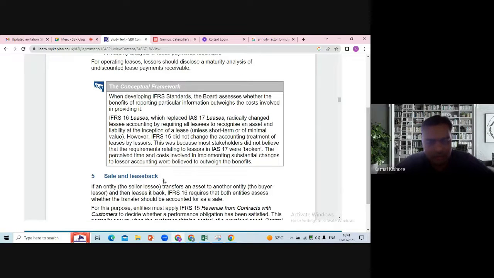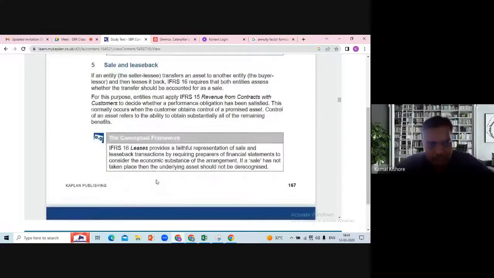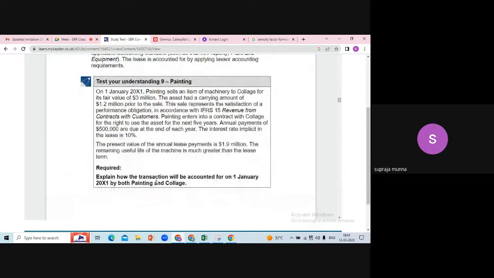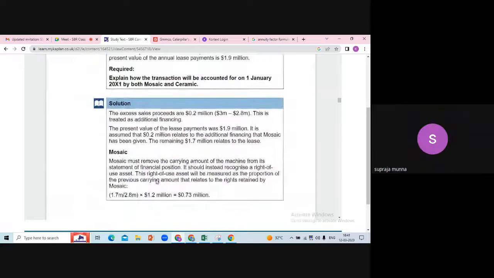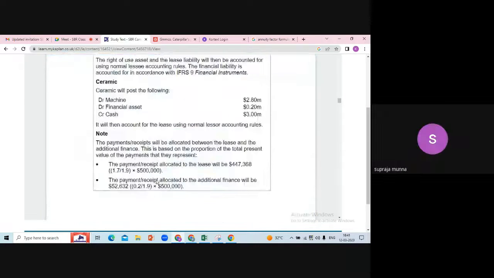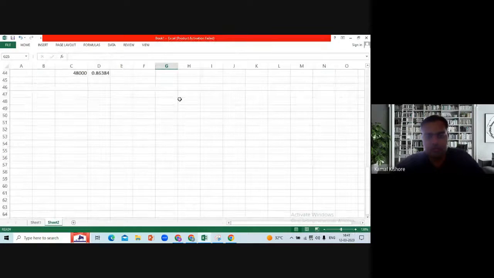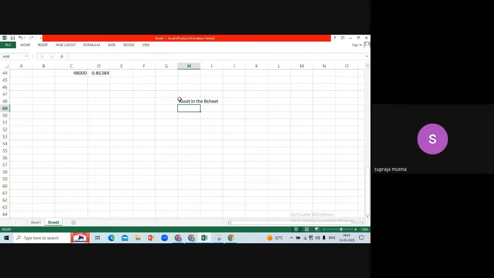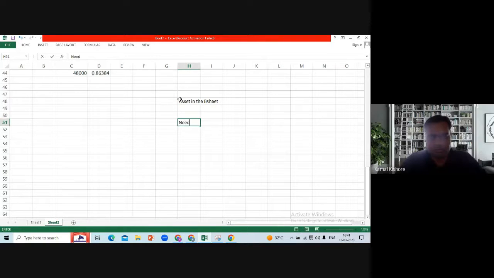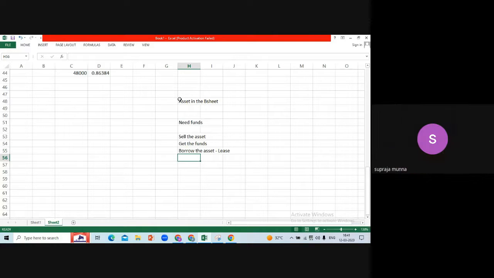Okay, so sale and leaseback. Do we know what this is? I didn't understand the term. Even though I saw this in the video, I didn't understand it properly. Basically, what happens? I'm having an asset in my books, an asset in the balance sheet. I'm owning the asset. I need funds. So what I do is I sell the asset, get the funds, then lease the asset back.